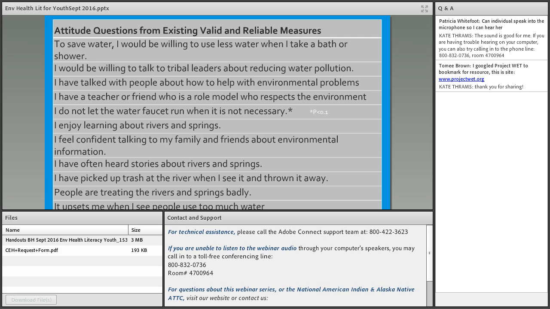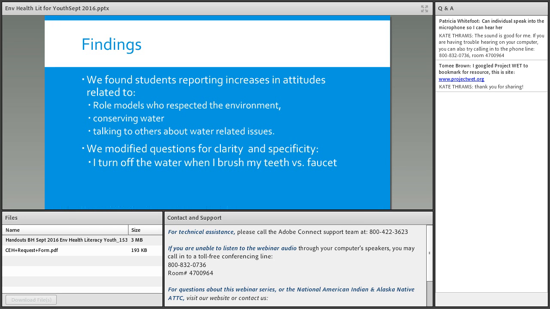We asked them, would they be willing to use less water? We wanted to ask about behavior, would they be willing to change their behaviors relating to using water? We asked them questions about whether there were any changes in whether or not they were able to talk to tribal leaders or their friends, and whether or not they enjoyed learning about water, if they'd heard stories about springs and water, etc.